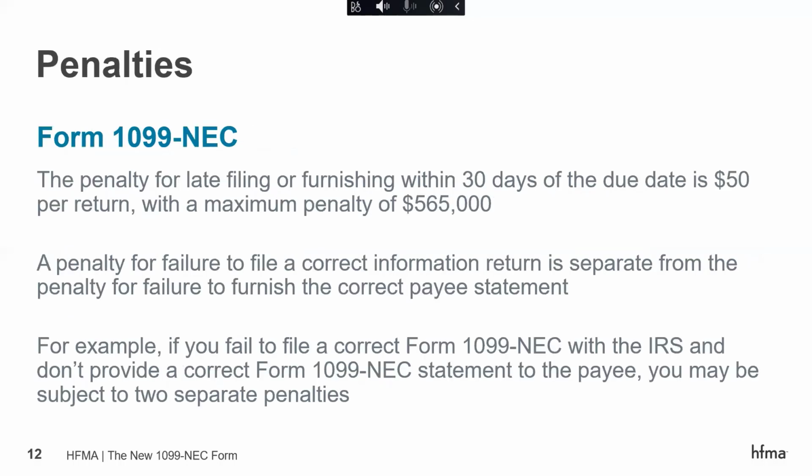Missing the deadline is not the end of the world, but you will have to pay the following IRS penalties for each late 1099 form. $50 if you file within 30 days of the due date per return with a max penalty of $565,000. $100 if you file more than 30 days late, but before August 1st. $260 if you file on or after August 1st. If you intentionally fail to file, you may be subject to a minimum penalty of $530 per statement with no maximum.